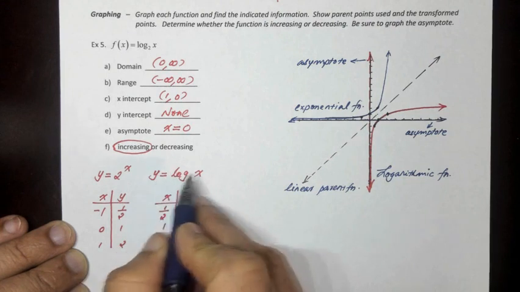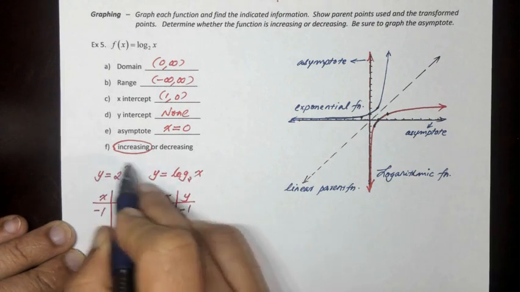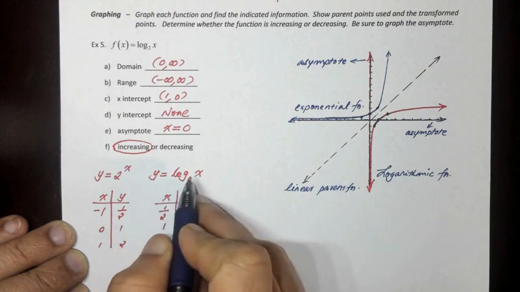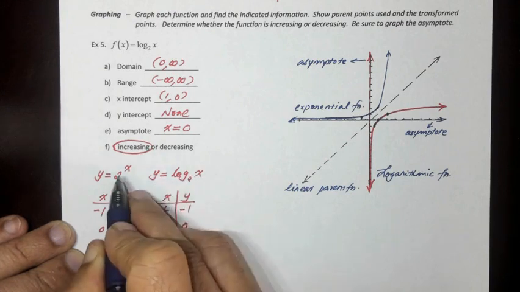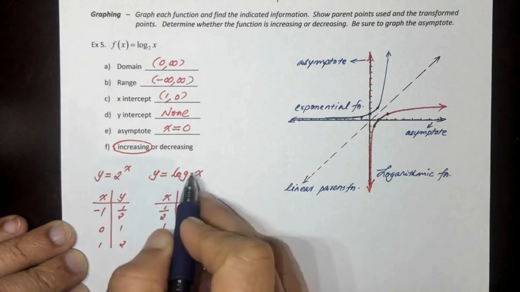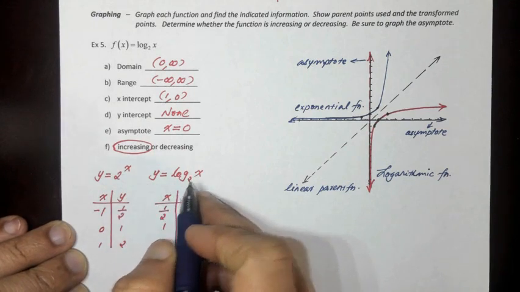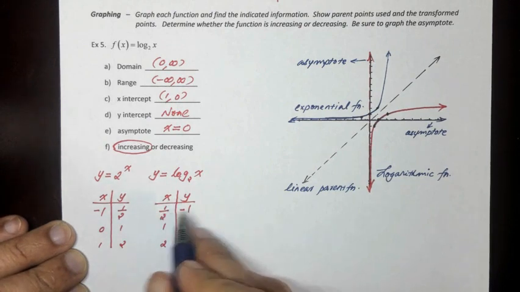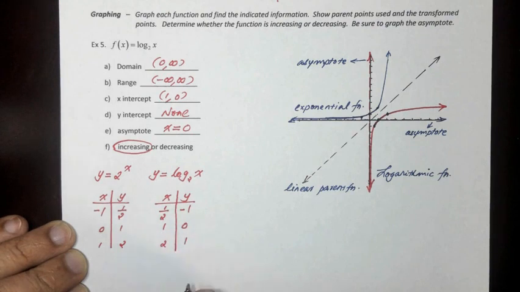The corresponding log equation, or you can say the inverse of this exponential equation, is y equals log x to the base 2. You may notice the base is 2 here and the same base here. So just flip these values and you will get a table for the log equation, which is going to be (1/2, -1), (1, 0), (2, 1).